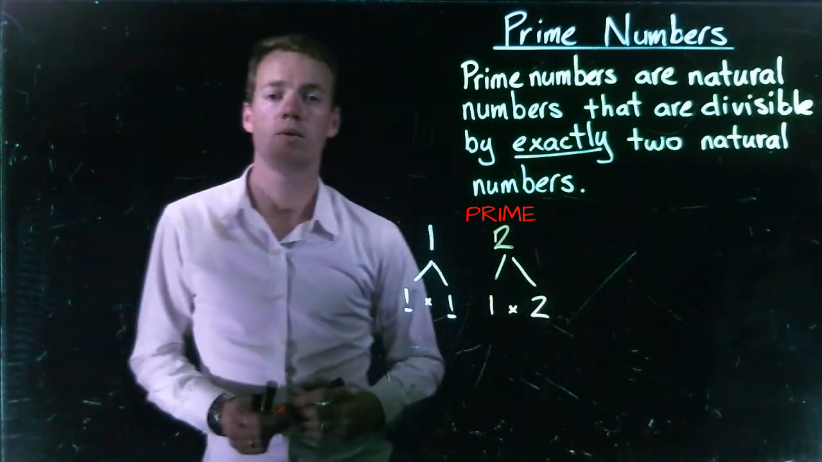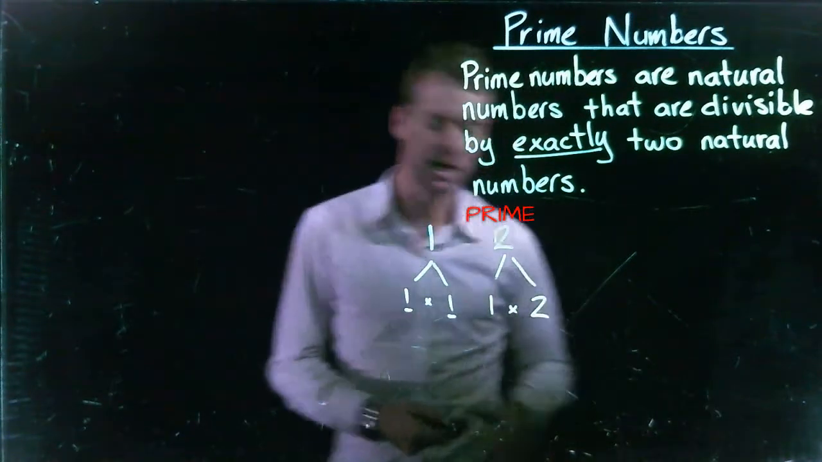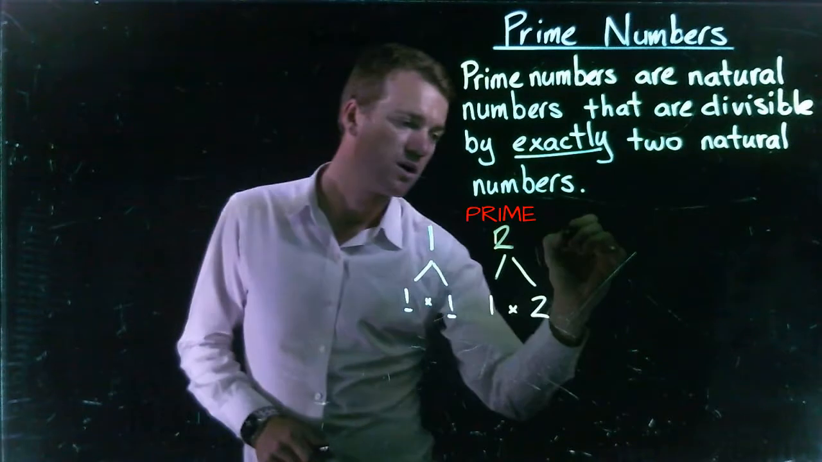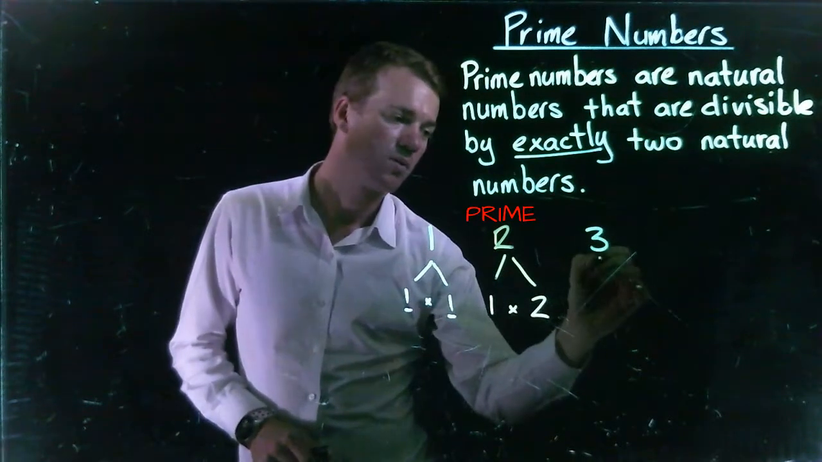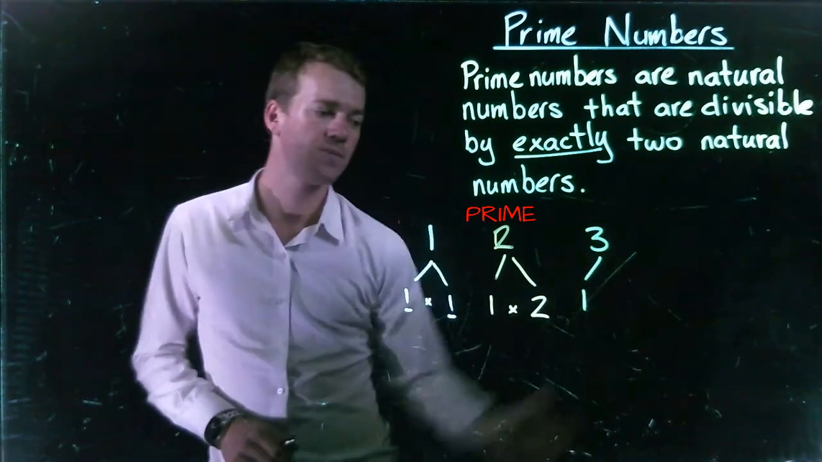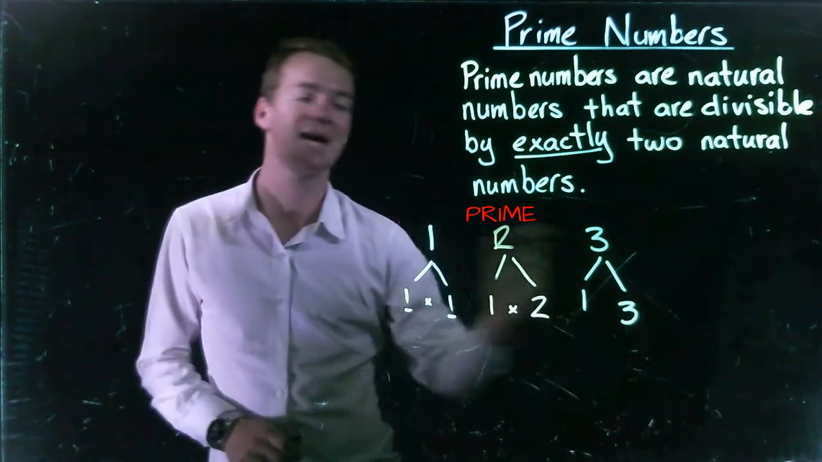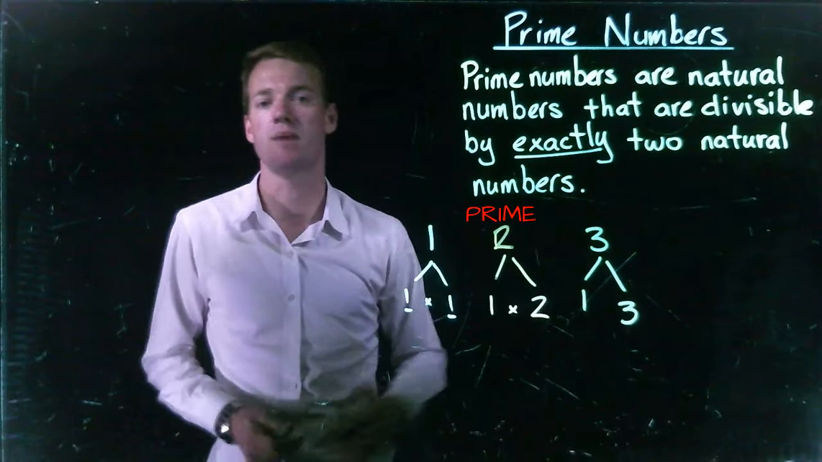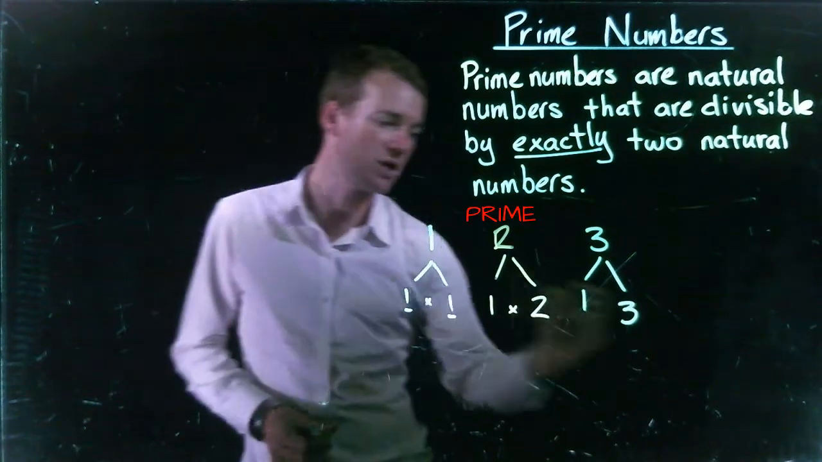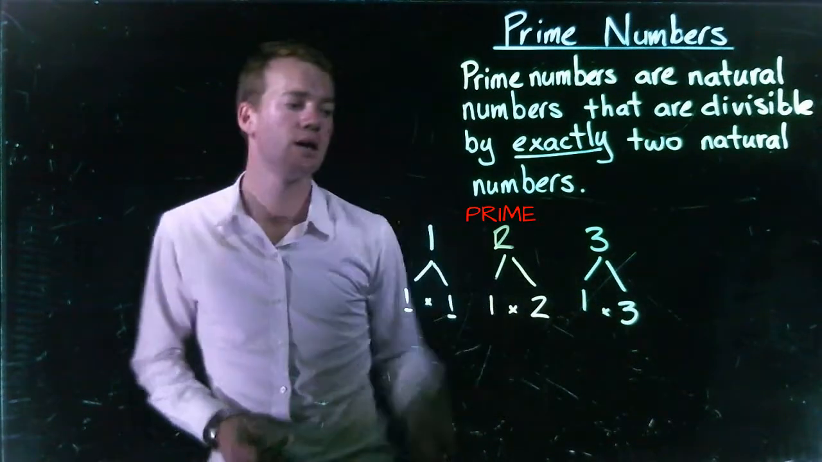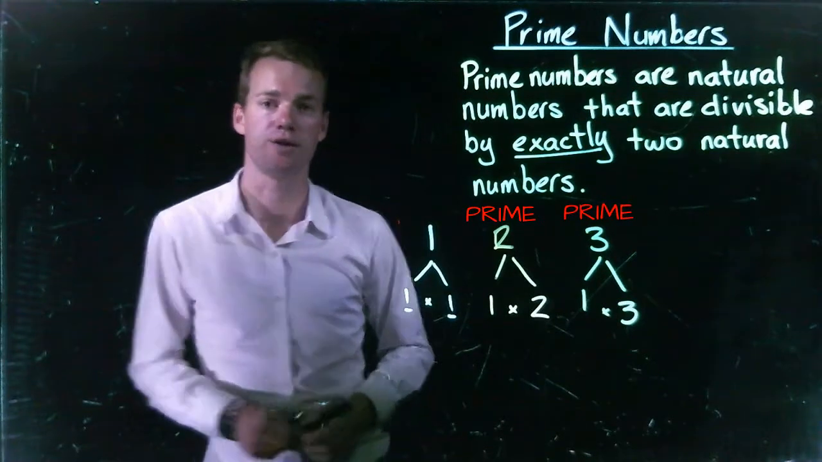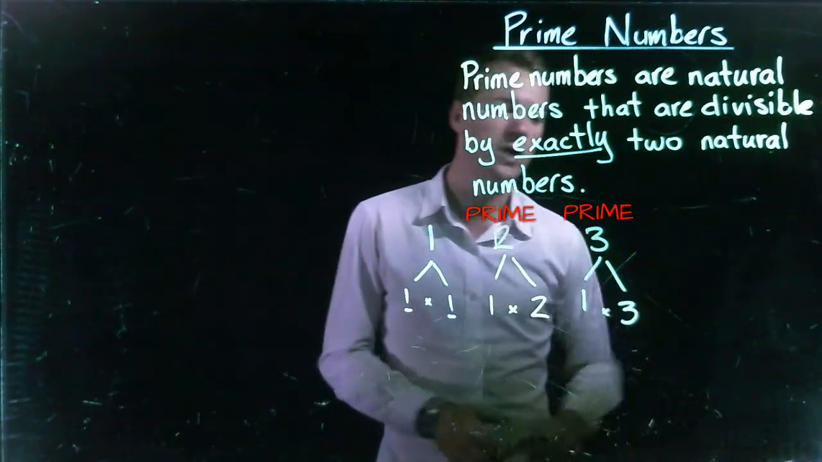Alright, then we move on, we're going to have a look at the number 3. So, 3. We can divide 3 by 1 and we can divide 3 by 3. We cannot divide 3 by 2 and end up with a whole number. So 1 times 3 would be 3. Nothing else is going to divide into 3. We work our way up.